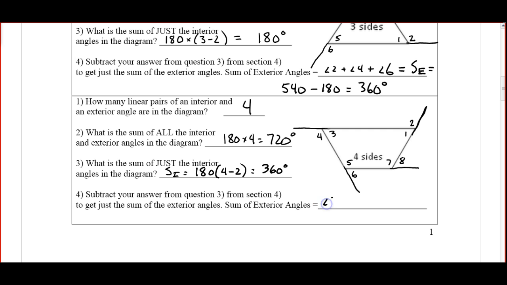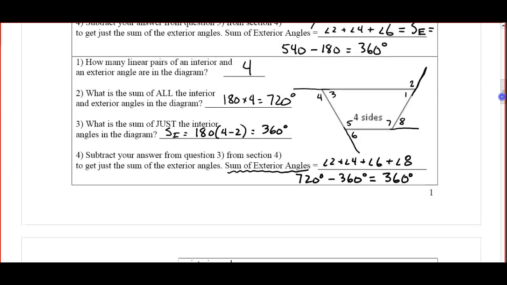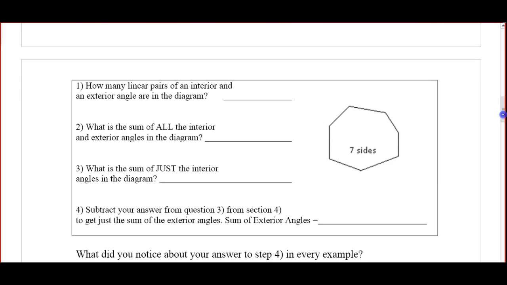So we'll get angle 2 plus angle 4 plus angle 6 plus angle 8. That's going to be 720, all the angles in step 2, minus 360, which is just the interior angles, and we end up again with 360 degrees. So we see that for a triangle and a quadrilateral, the sum of the exterior angles is going to be 360. So go ahead and pause the video and see what happens.